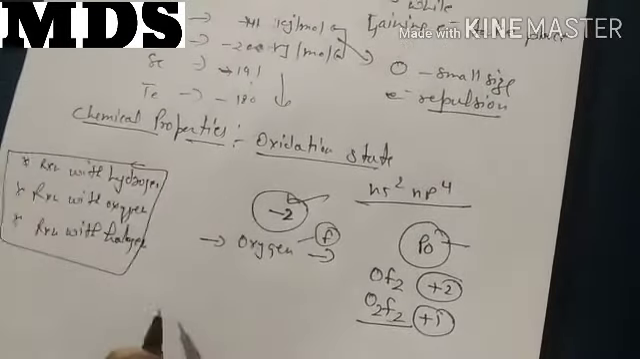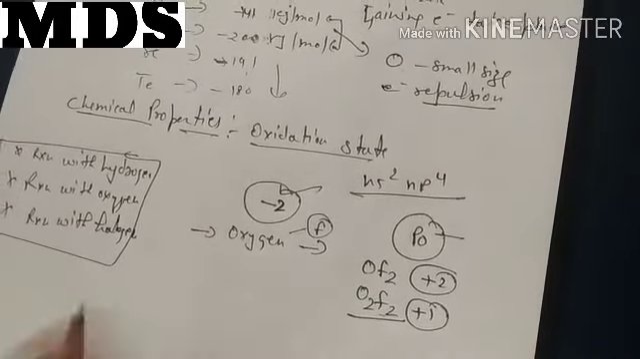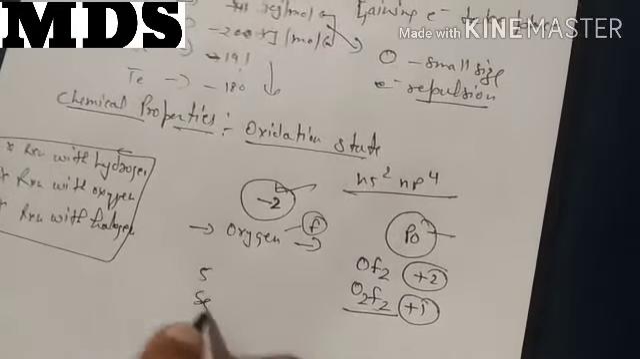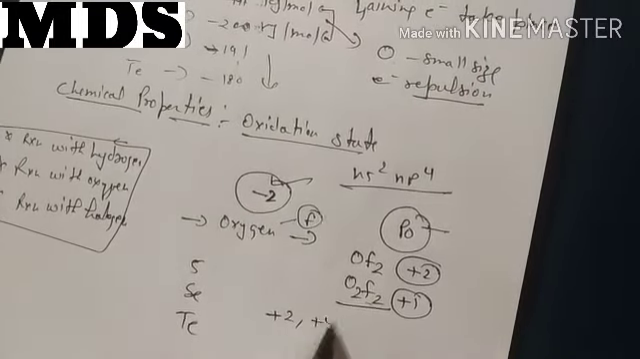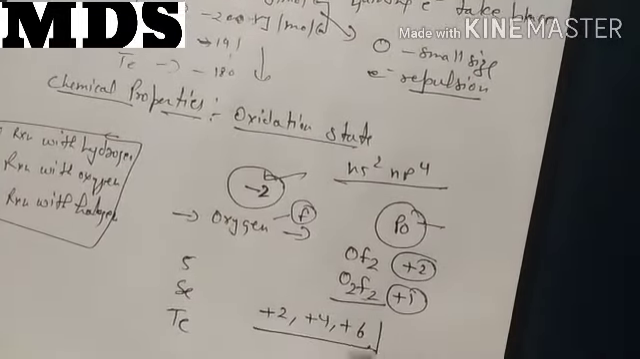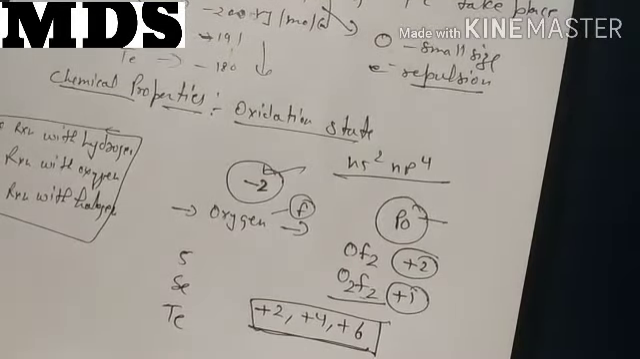Now, if we go for the further elements like sulfur, selenium, and tellurium, they exhibit +2, +4, +6. These are the predominant oxidation states shown by them.